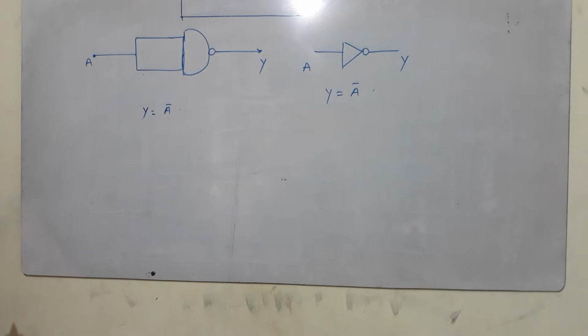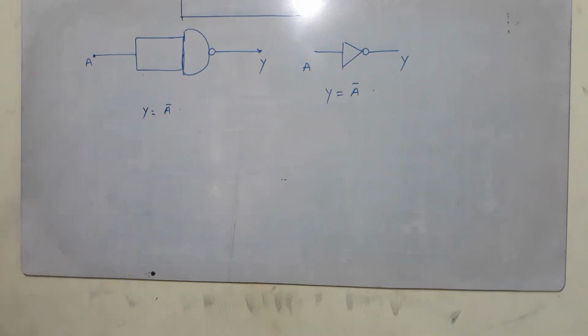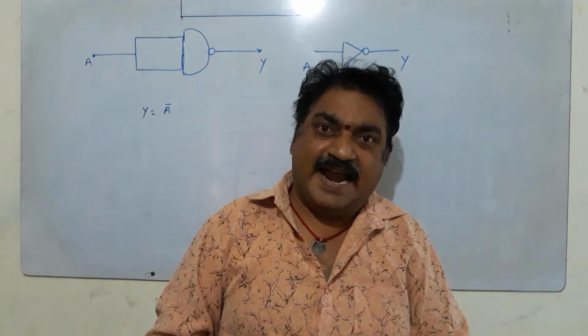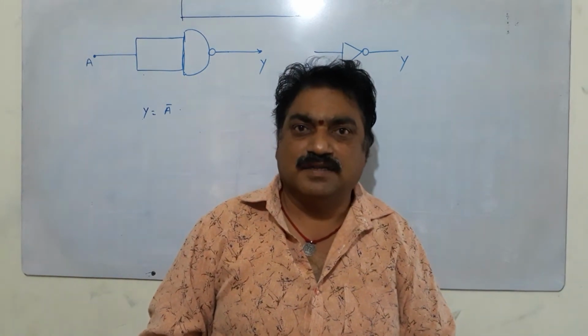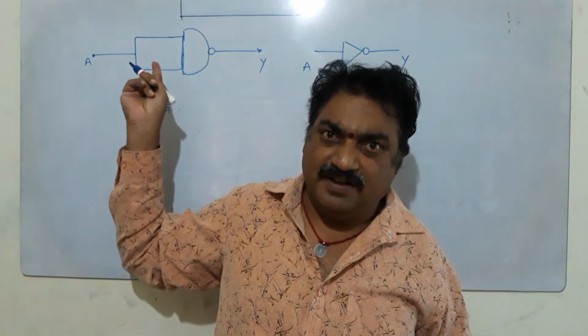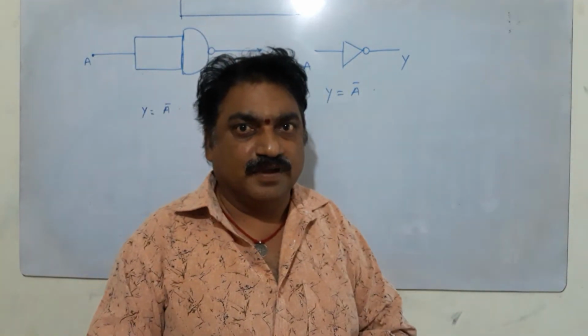Implementation of NOT gate by using a NAND gate. Why? Because we have already discussed that the NAND gate and NOR gate are called the universal gates. See here, by using a NAND gate we have implemented a NOT gate.